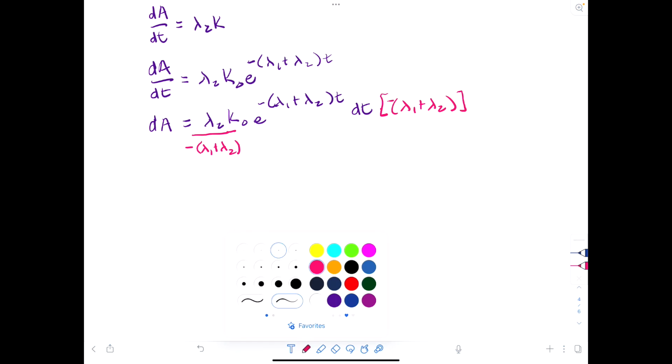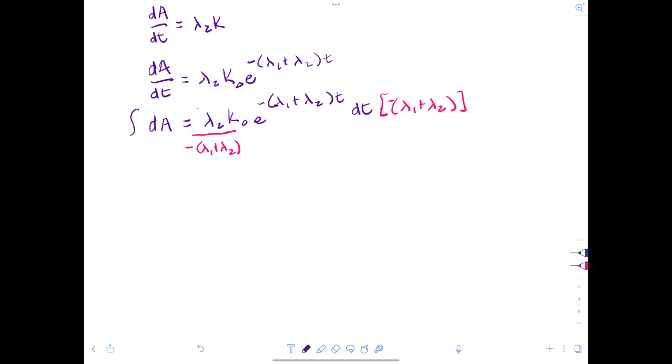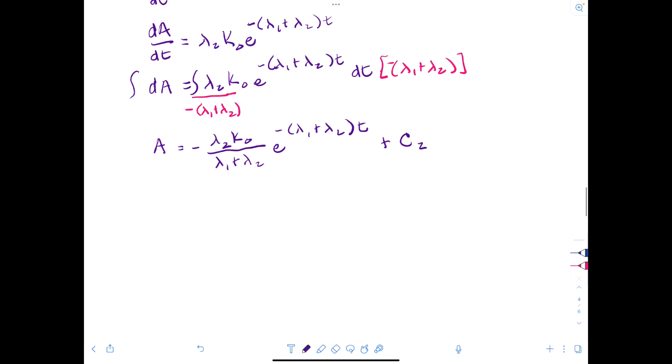And so integrating both sides, I'll get A is equal to negative lambda 2 times K0 over lambda 1 plus lambda 2 e to the negative lambda 1 plus lambda 2 times t plus some constant 2. Good so far? All right.